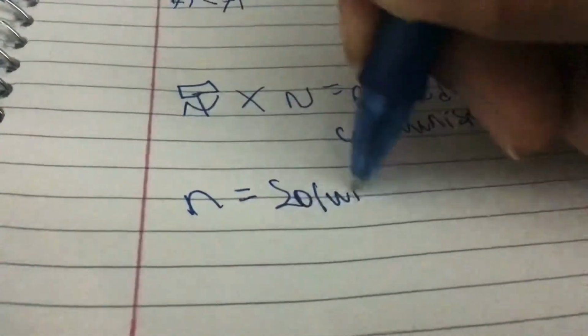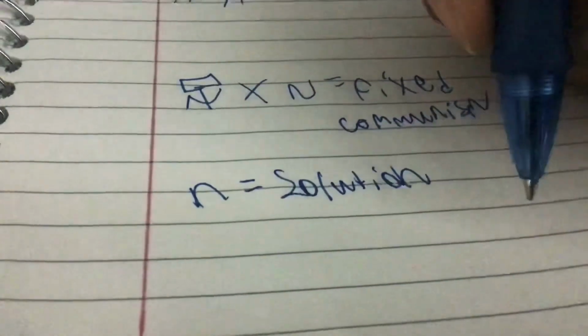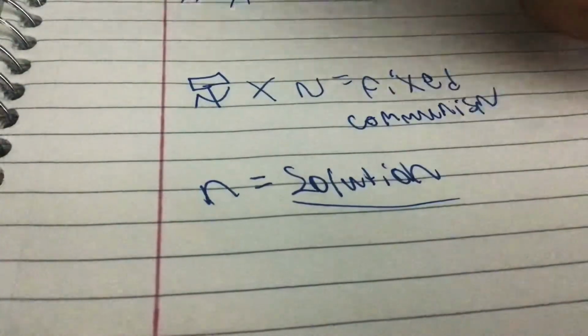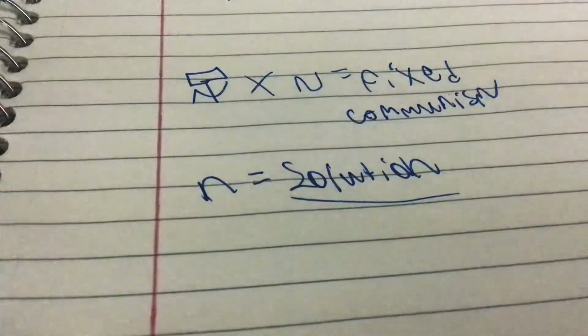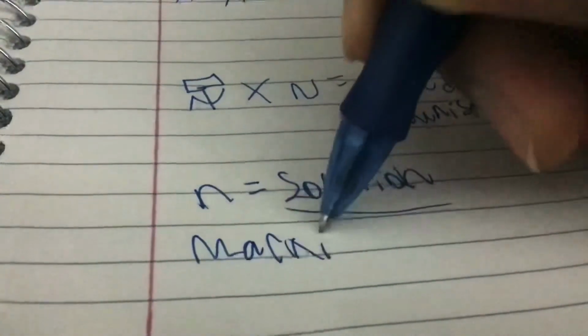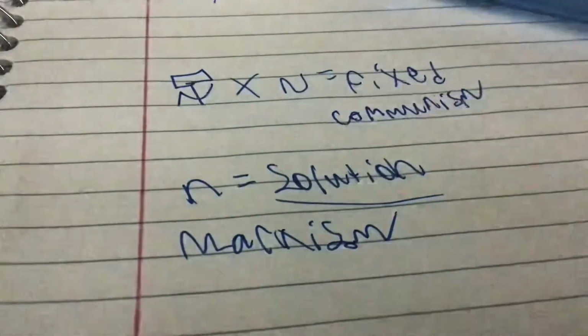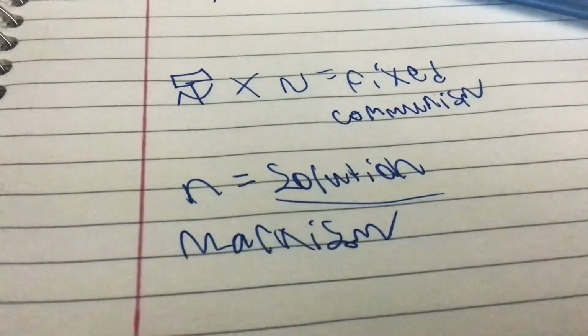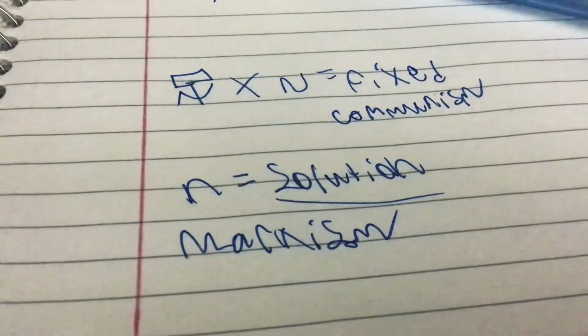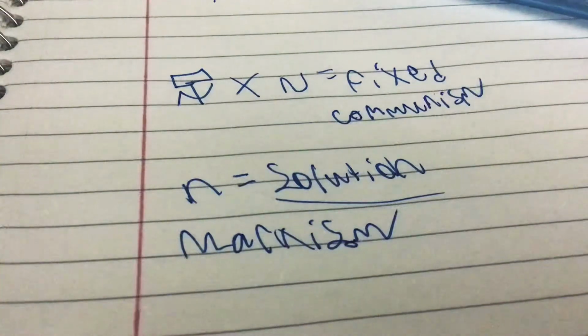N equals solution. Our solution, I'll be doing in a later video, where we fix communism. And the communism we use is Marxism. Basically, the communism in the Communist Manifesto. The Communist Manifesto has a lot of economic theories in it, right? Economics really does tie into that as well, as he had to actually know things about economics to do things about that.